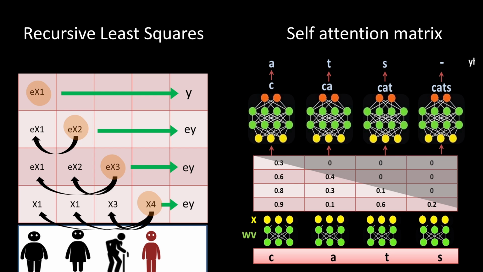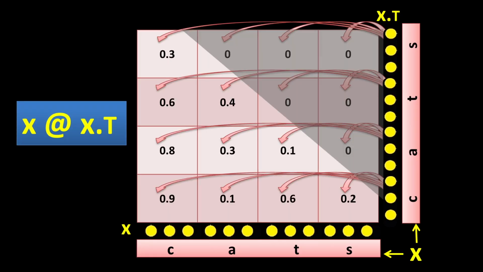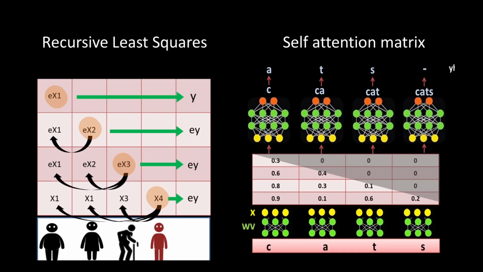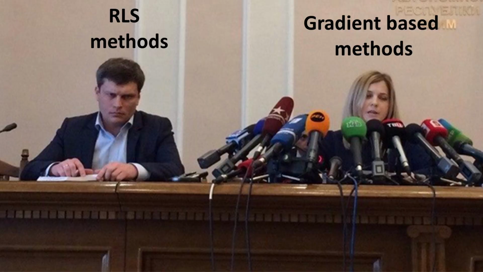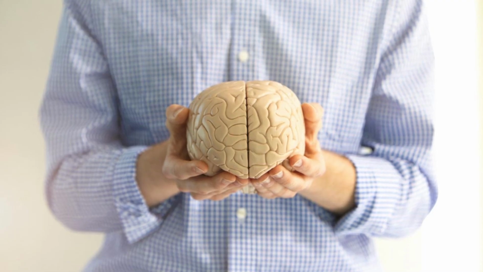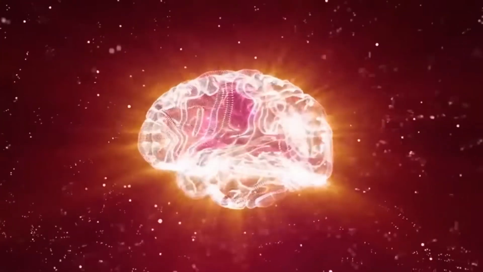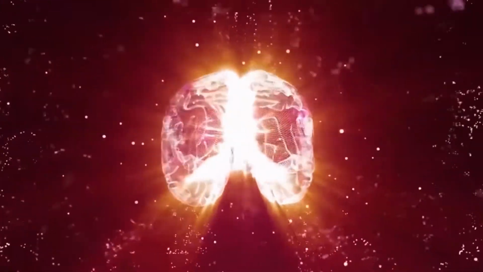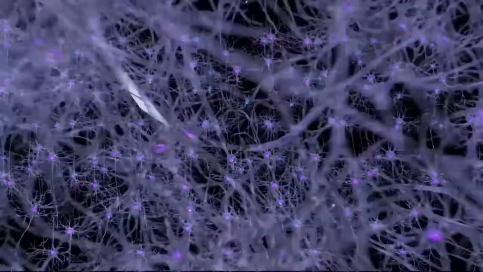In fact, I think one of the reasons that transformers learn fast is because the self-attention matrix may have a similar function. More investigation is needed, and I personally think RLS methods need more attention because it may give us more insight on how our brain works. We know our brain learns more efficiently than gradient-based methods. We also know that our brain doesn't use backpropagation.